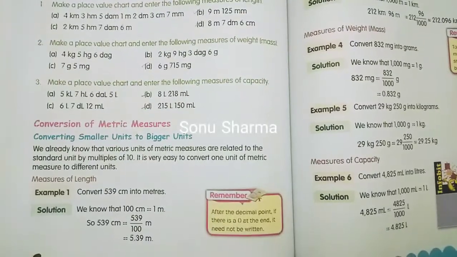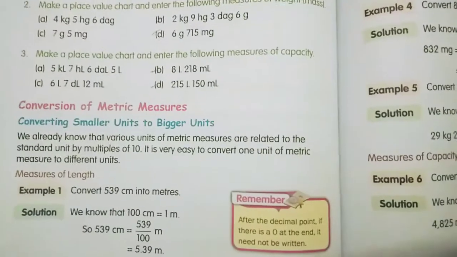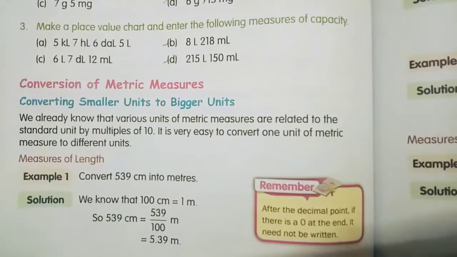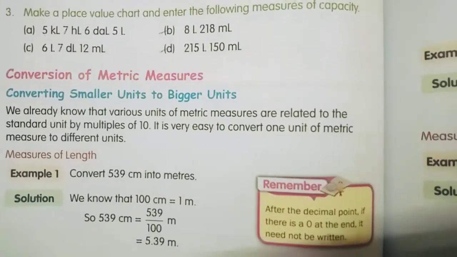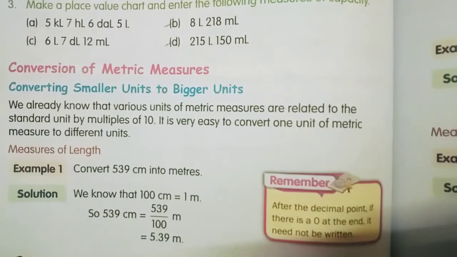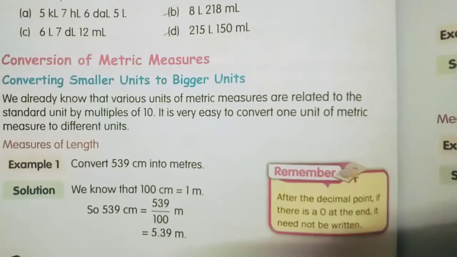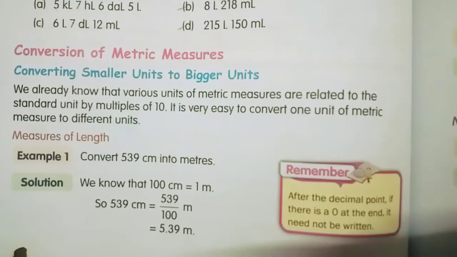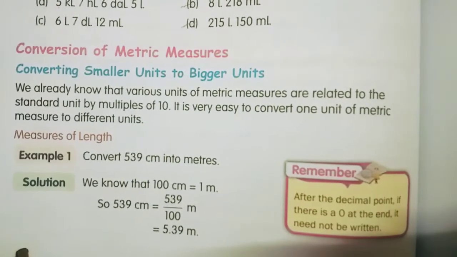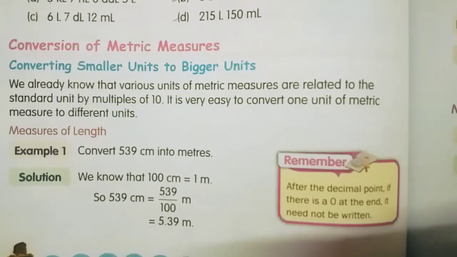Hello students. So we have done the exercise 9.1 and today I will start the new topic, that is conversion of metric measures. Converting the units is very useful in maths as well as in science. So you have to understand this, you have to learn this very nicely. Okay. So first thing, converting smaller units to bigger units. So how to convert the smaller unit to bigger unit?